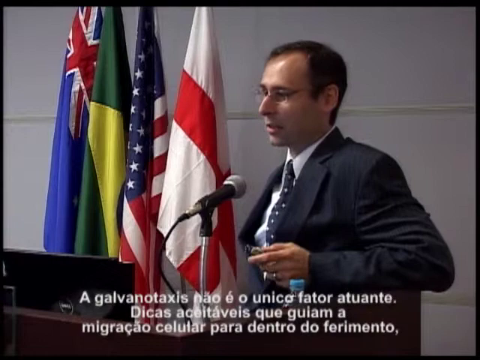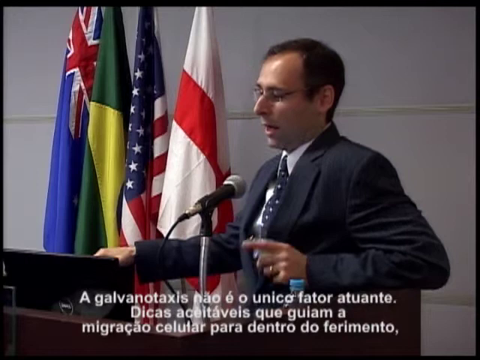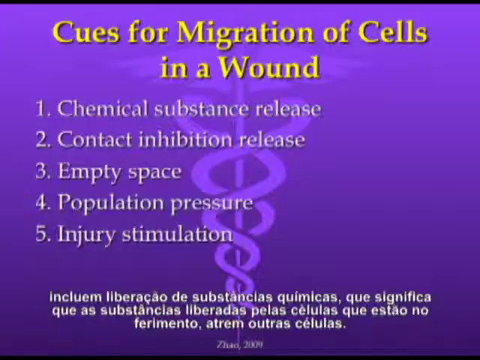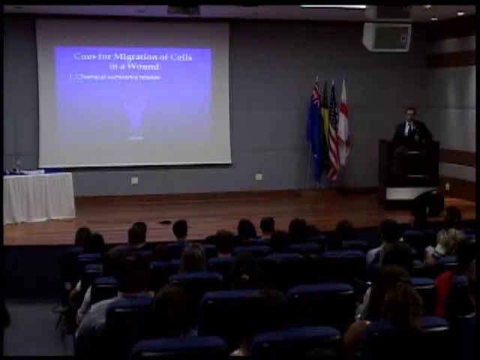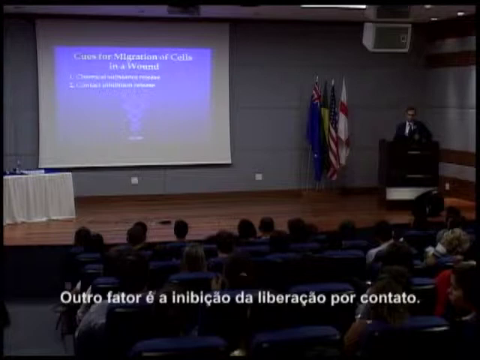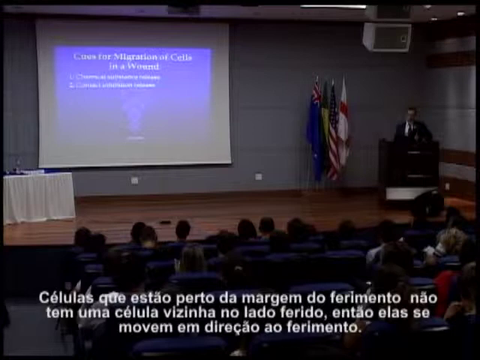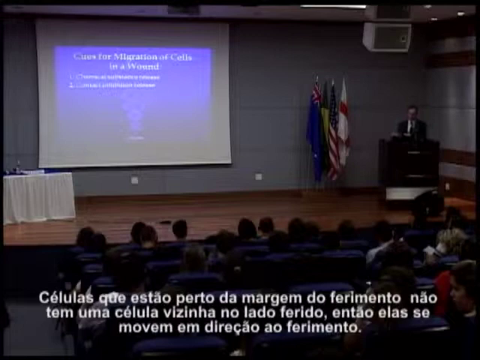So galvanotaxis is not the only factor that's playing a role. Accepted cues that guide cellular migration into the wound include chemical substance release, which means that substances released by the cells that are in the wound attract other cells. Another factor is contact inhibition release. Cells that are next to the wound edge don't have a neighbor cell on the wound side, so they move towards the wound.